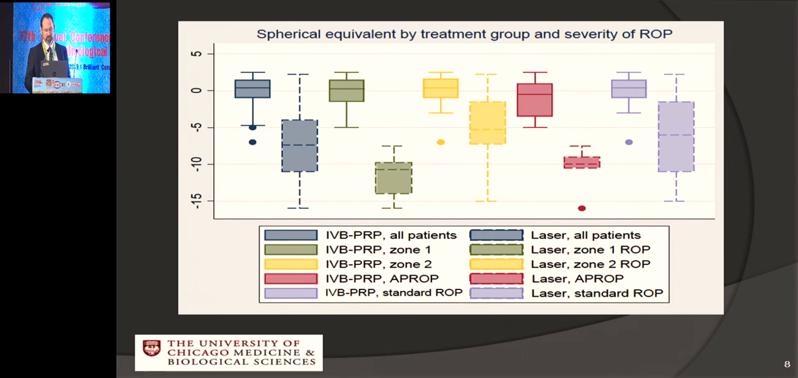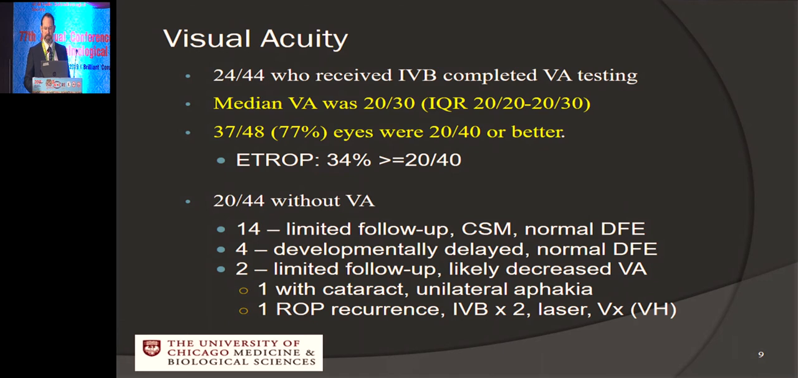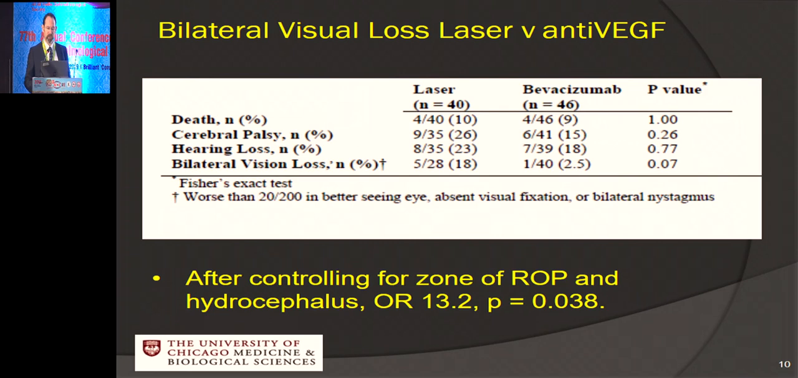In the anti-VEGF treated eyes, the mean visual acuity was 20/30, median was 20/30, and over 70% had 20/40 or better. In the ETROP study, only 34% had such good vision. Looking at bilateral visual loss in our study, there was a much higher percent of bilateral blindness in laser versus bevacizumab. It didn't quite reach statistical significance at 0.7, but if you controlled for the zone and hydrocephalus, it actually did reach statistical significance. So visual outcomes can be much better with anti-VEGF than with laser.